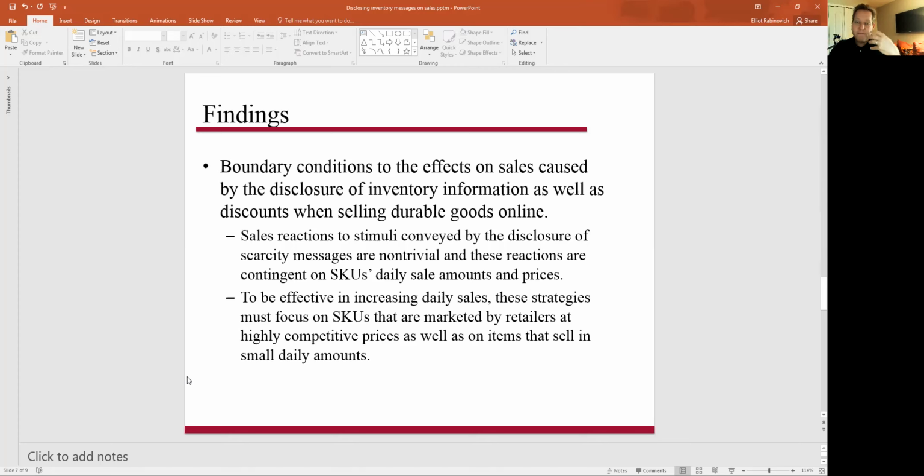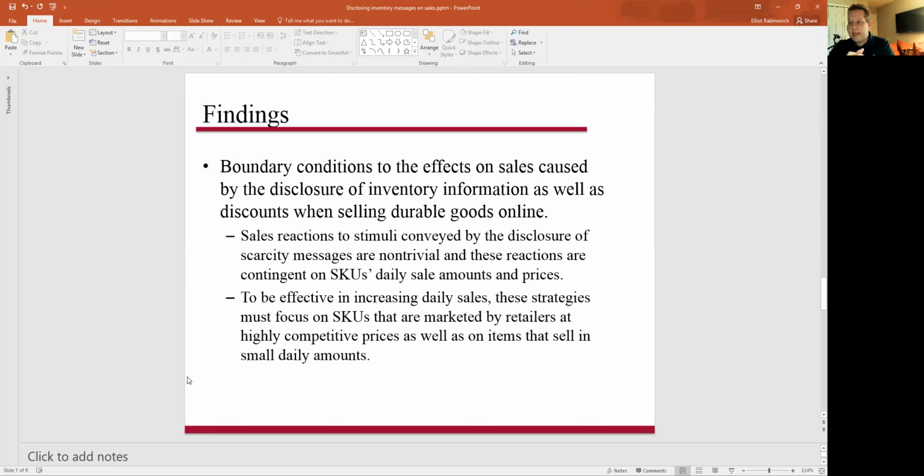So if a retailer wants to use these scarcity messages, they definitely don't want to focus on these types of products, high value, as well as more obscure products. They want to look at products that they're selling at a very good price, which is consistent with what flash sales do, which is provide heavily discounted products.